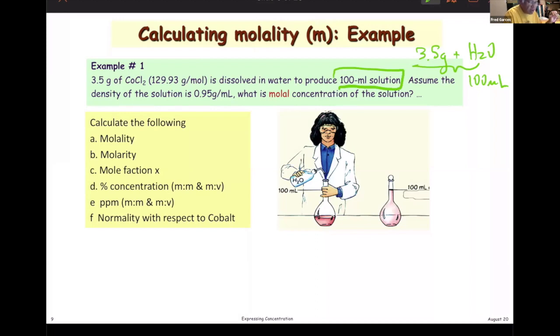other concentration units. So what we do here is we tell you that the density of the solution is 0.95 grams per milliliter. I want to show you how to calculate the molality, the molarity, the mole fraction, the percent concentrations, the ppm, and the normality of the cobalt for this particular solution.